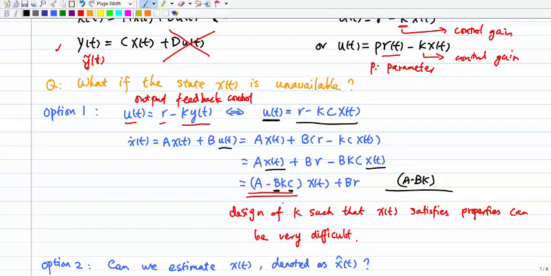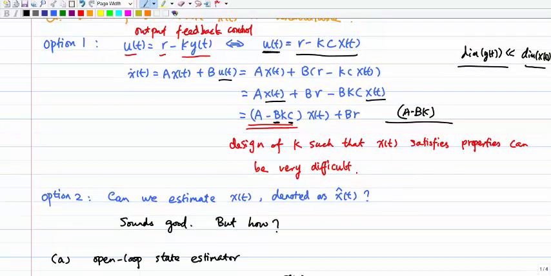So this option is sometimes feasible but sometimes not, especially when the dimension of my yt is substantially smaller than the dimension of my state. What this means is your output only gives you very limited information, while your state can give you a lot more information. In this case, using only output in your feedback control design can be undesirable. The second option becomes more popular, which is we want to get an estimate of xt rather than using the actual state xt or yt. Even if I don't know the actual state value, I can estimate it. Then I use the estimated state in my control design. That's the idea of using the estimated state.